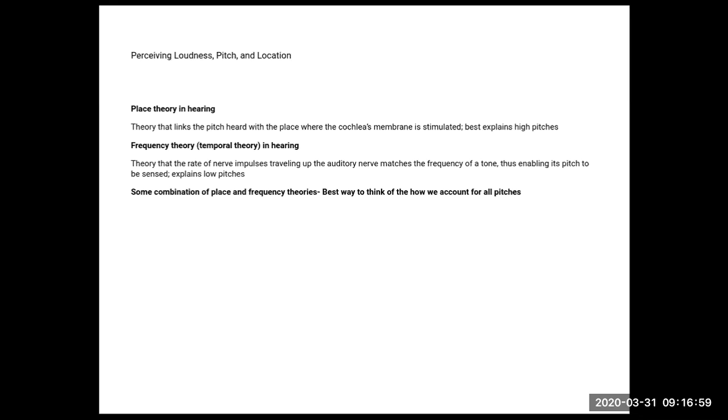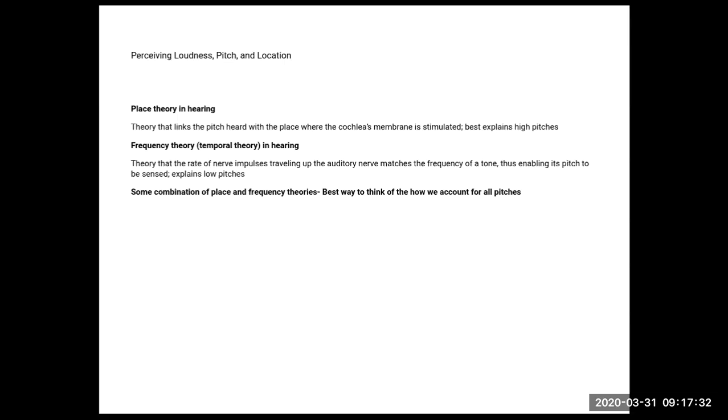We need another theory. Here comes the other theory. This one is called frequency theory. Sometimes it's called temporal theory. Frequency theory says that it's the number of action potentials or nerve impulses that travel up the auditory nerve, that the brain is literally counting them. The impulses that travel up the auditory nerve match the frequency of the tone, and so the brain can understand what the pitch is.